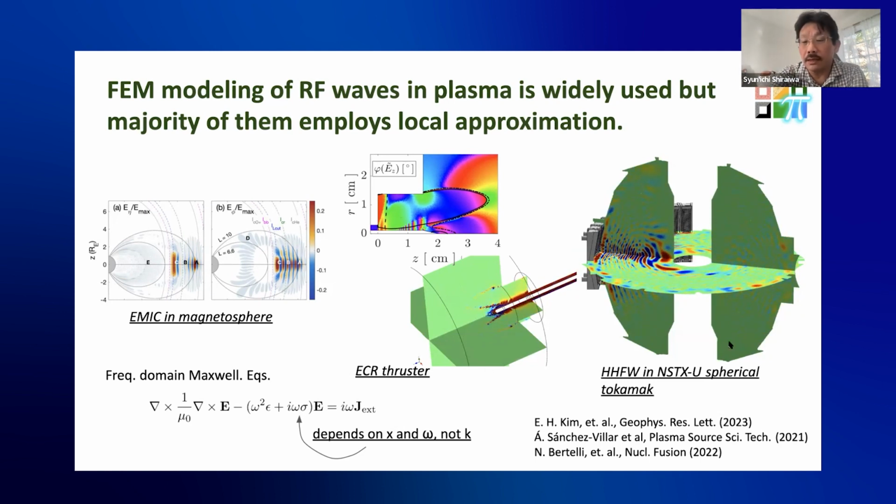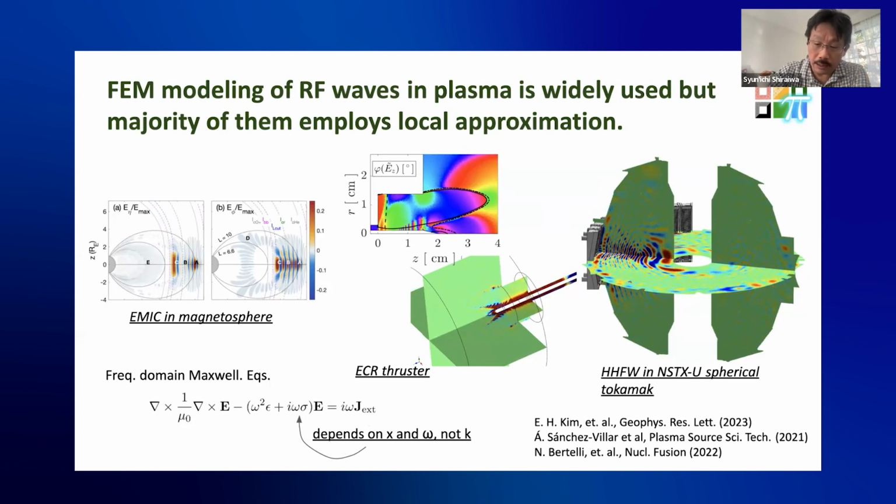Our main topic is actually fusion plasmas, and we built a pretty large RF wave simulation in tokamak plasma. This is one simulation showing the propagation of a high harmonic fast wave in the NSTX spherical tokamak. All of them are solving the frequency domain Maxwell equation like this one. The key point here is that this conductivity depends only on position and frequency, not wave number. In other words, this is local, so it's called the local approximation.